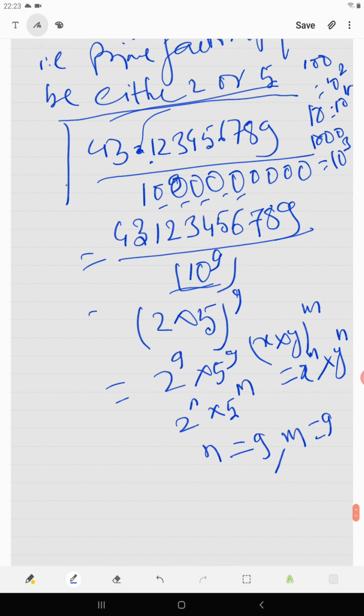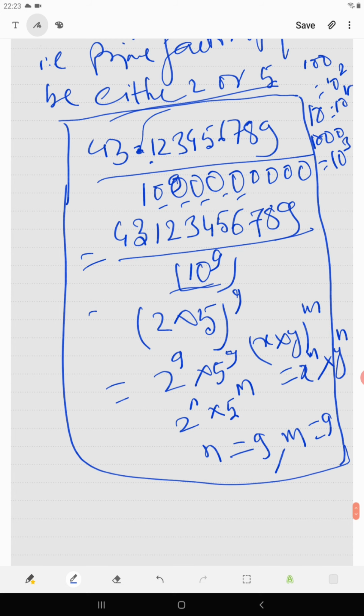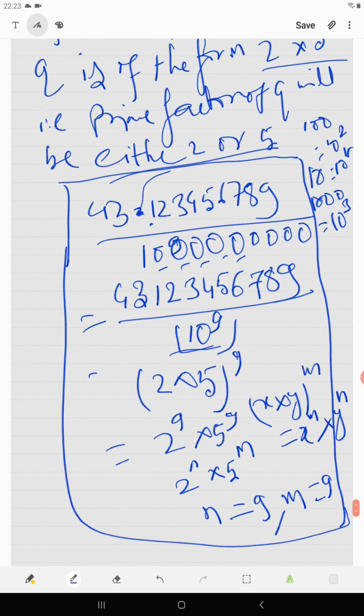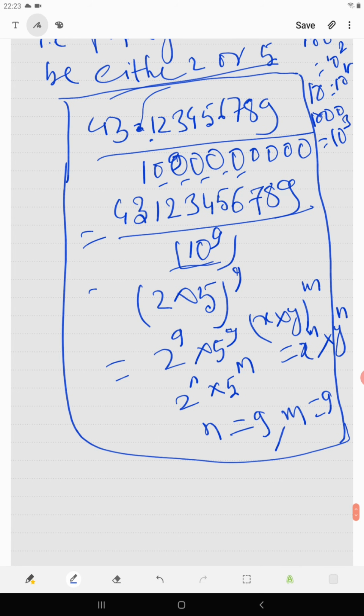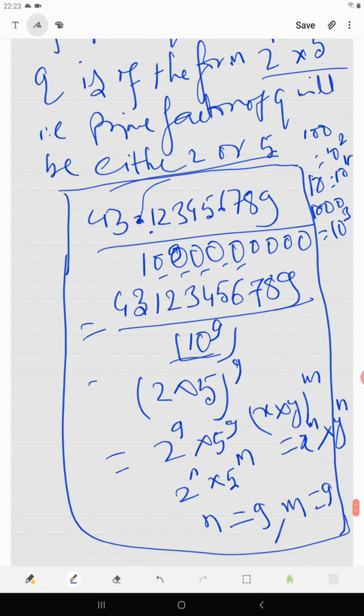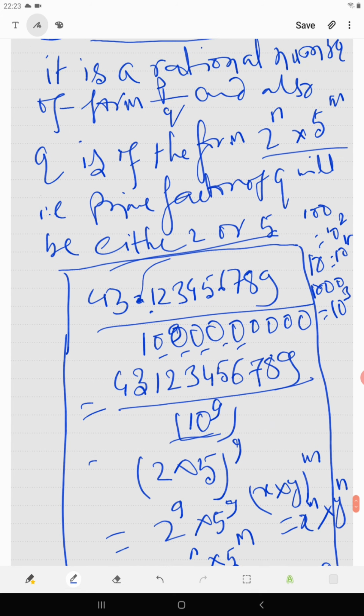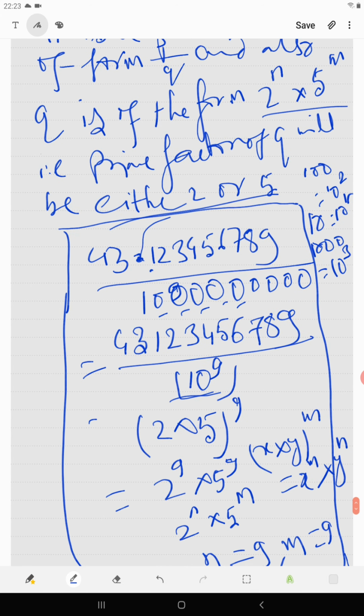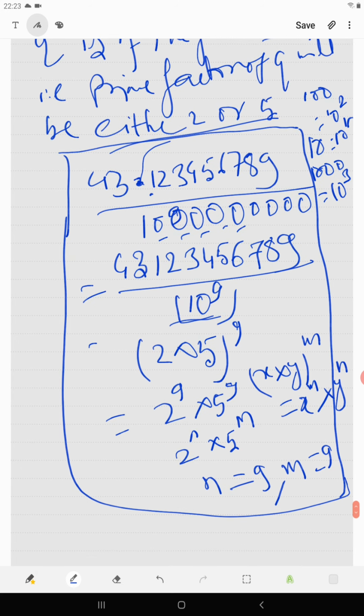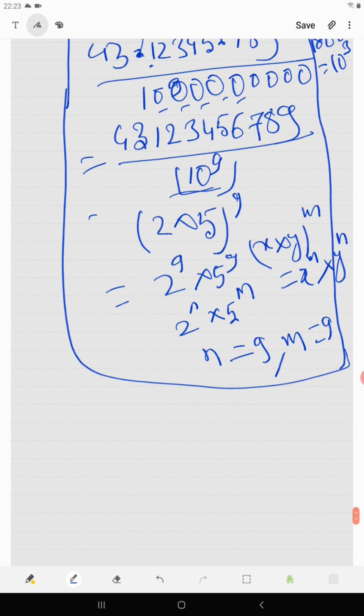So of course, if it is terminating, the denominator can always be written as 2 to the power n into 5 to the power m. You can see this, since there was no bar, the q will always be of the form 2 to the power n into 5 to the power m. Okay, let's move on to the second one.